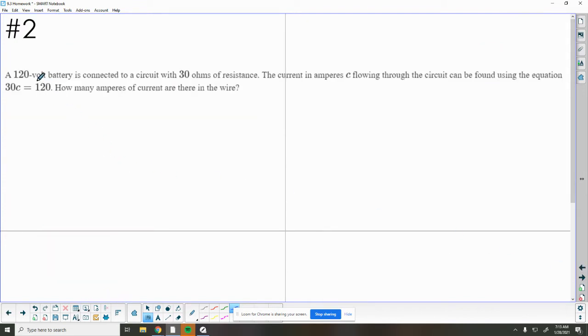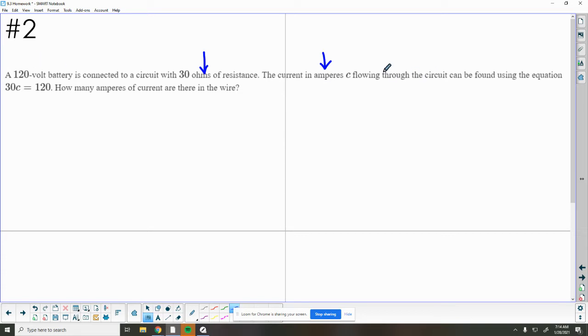Number 2 tells us that a 120 volt battery is connected to a circuit with 30 ohms of resistance. The current in amperes C flowing through the circuit can be found using the following equation. Lots of times when we read these story problems, it's like a foreign language to me, so let's break it down.